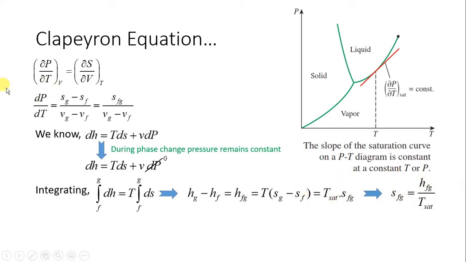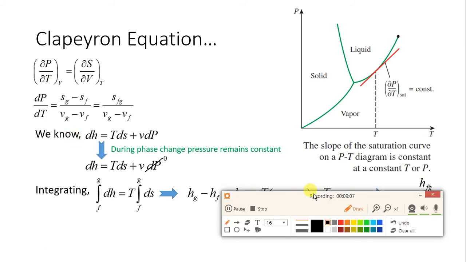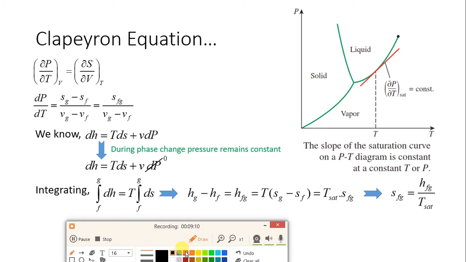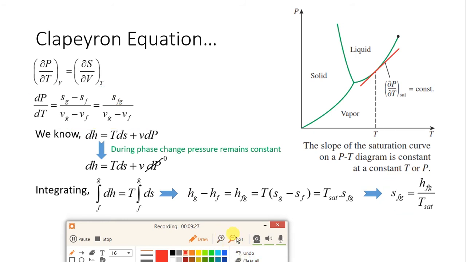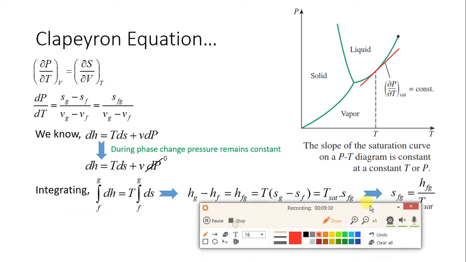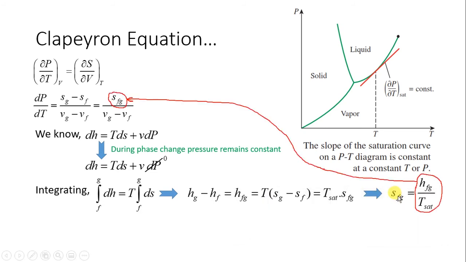Now if you compare this equation, see this term, you have Sfg, and in this equation you have the Sfg value. So you can substitute the Sfg value from this equation into this one. Okay, so we'll do that now. I am substituting Sfg as Hfg upon Tsat. So what equation will I get? dP by dT is equal to Hfg upon Tsat times (Vg minus Vf).